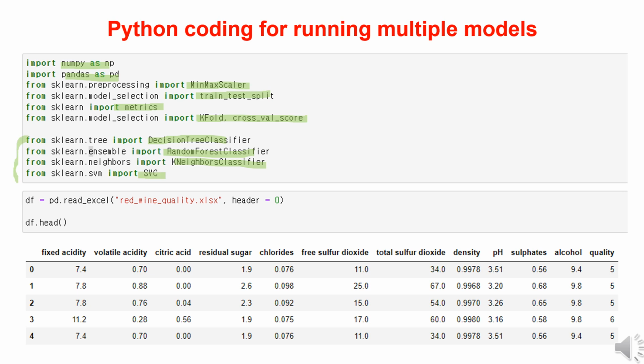Next, we'll load the red wine Excel dataset and store it in the variable df. Using the head command, we can display the first 5 entries of the loaded dataset. This will allow us to verify that the red wine dataset has been loaded successfully.